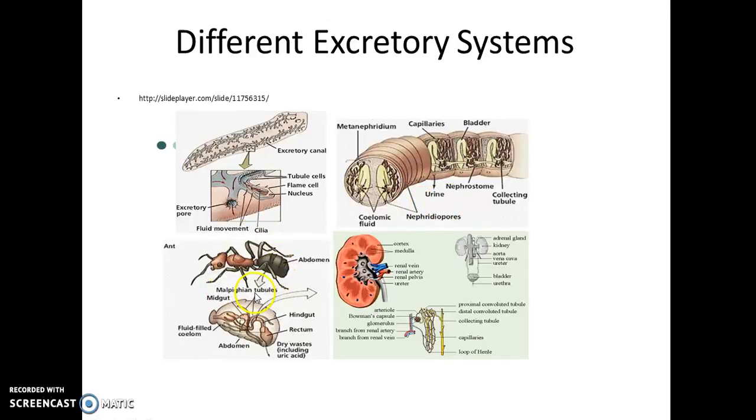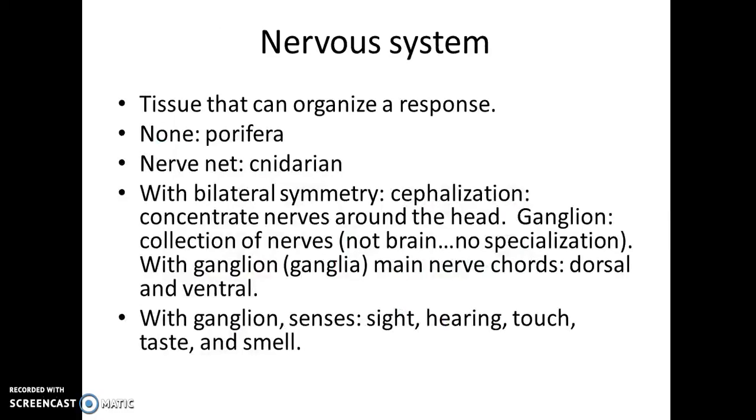Ants have Malpighian tubules right here, which filter the blood, dump it into the digestive system and out of the rear end. And the same thing goes with the green gland for other arthropods. Yes, we do have kidneys. I won't talk about those. We talk about the excretory system.